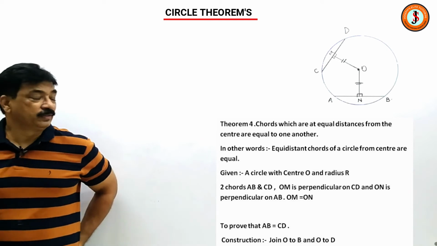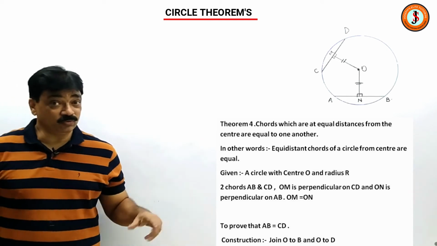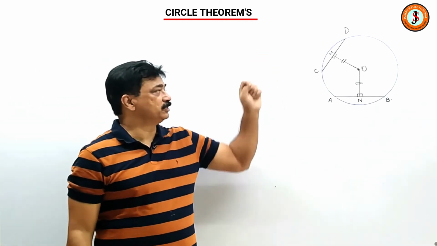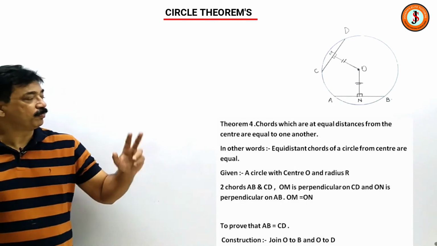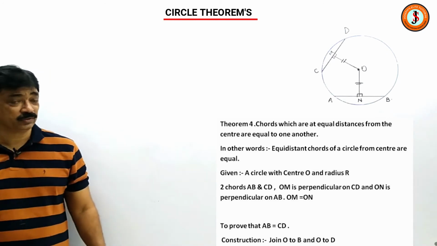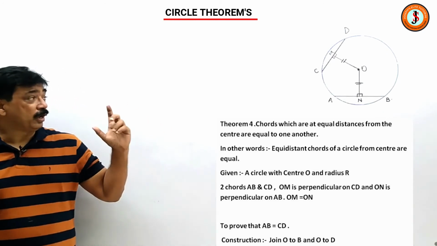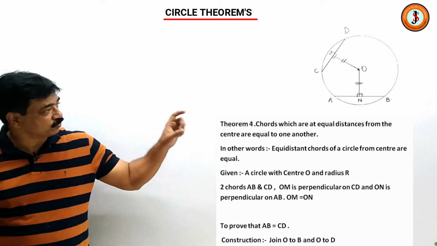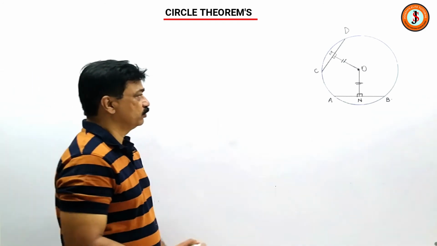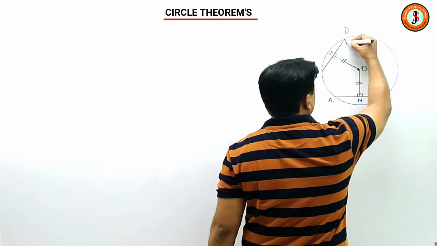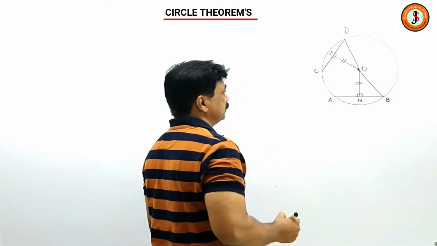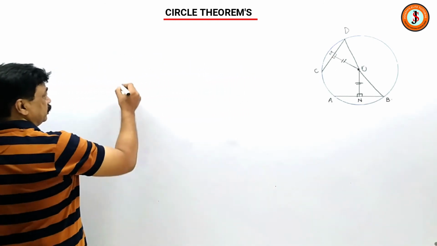So what is given? Given is a circle with center O, radius R, two chords AB and CD. Then perpendicular on each chord, OM perpendicular to CD, ON perpendicular to AB. And the perpendiculars are also equal. That means OM is equal to ON. So what has to be proved? AB is equal to CD. So construction, what we do? We join O to D and we join O to B. Now it's easy.